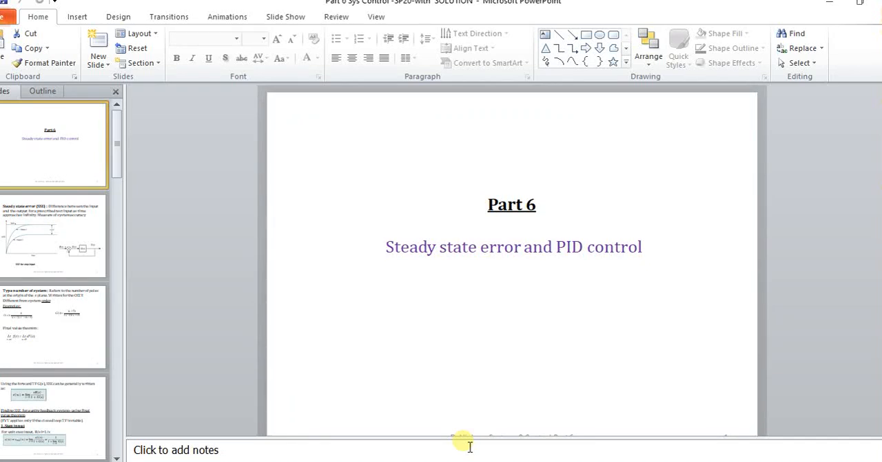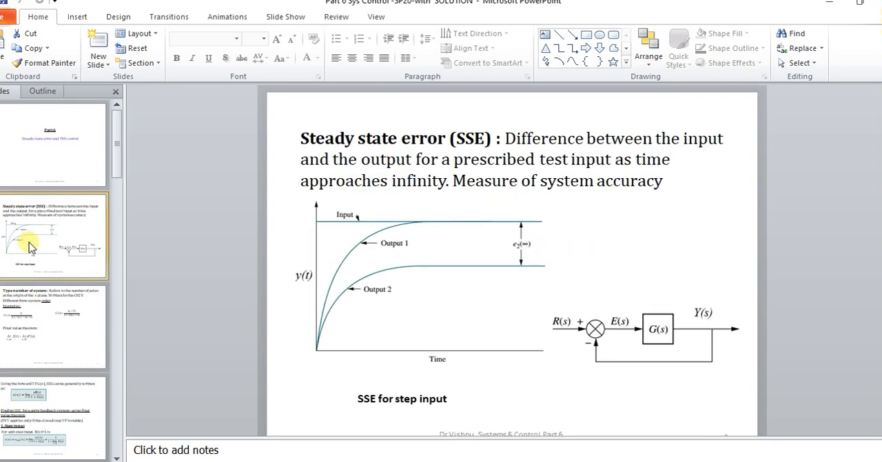So in part 6, we will deal with the steady state error and PID control of systems. As the name says, steady state error refers to the difference between the input and the output as the time goes to infinity. It's a measure of system accuracy.